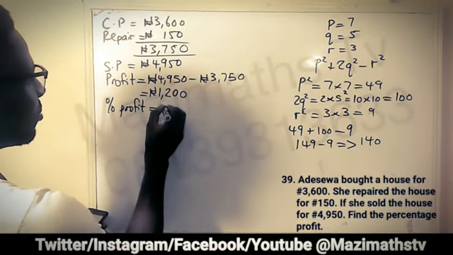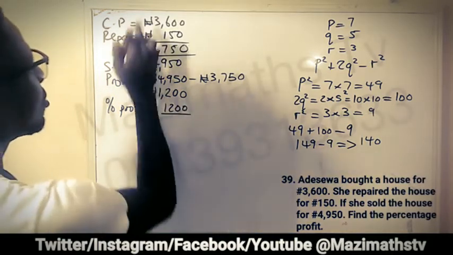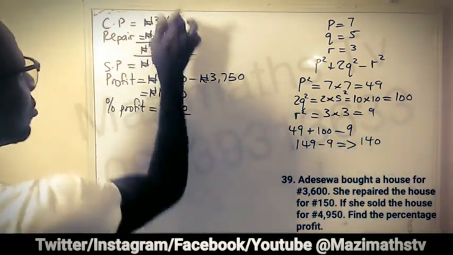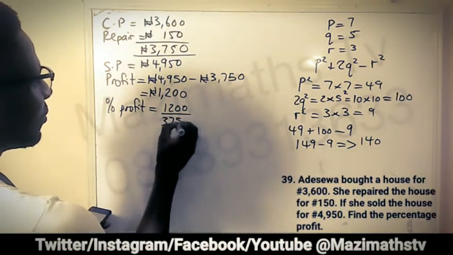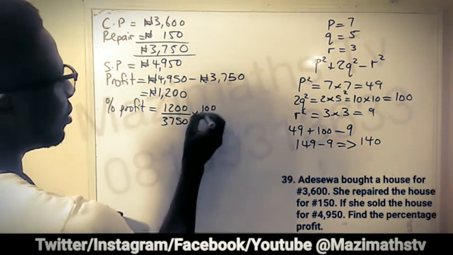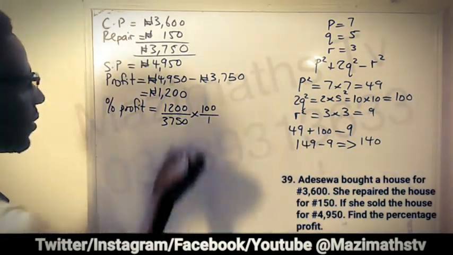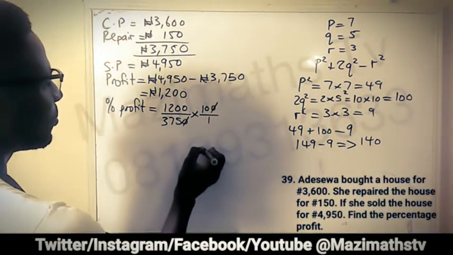To find the percentage profit, it is profit over cost price. Remember, this is our cost price now. Don't use 3,000, use this 3,750, then percentage 100 over 1. Okay, now let's divide. This 0 first, cancel this 0.